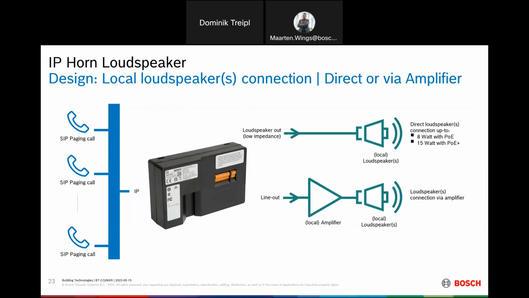The line out of the amplifier module is parallel to the loudspeaker out, unless you set a manual routing. So if you are calling the module via SIP, it can be routed either to the low impedance output or to the line output and then using a local amplifier. So we have two different options using the amplifier module.